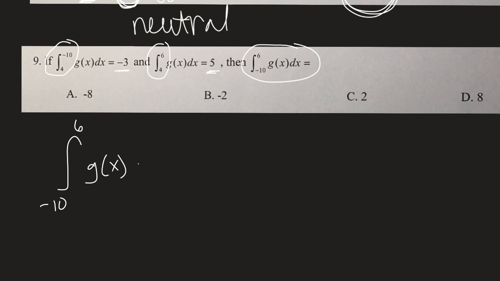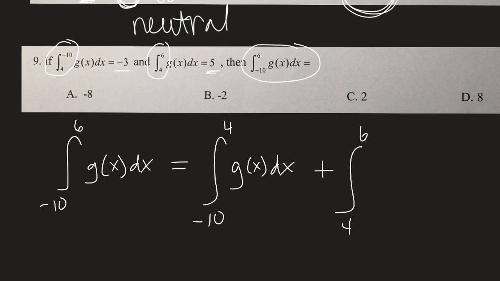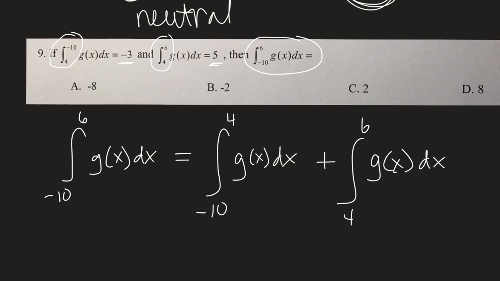So in number 9, we have defining two integrals. Here we have from 4 to -10 is this answer, and then from 4 to 6 is this answer. And we want the integral from -10 to +6. So we're going to break this negative 10 to positive 6 up into the sum of two smaller integrals. So from negative 10 to 4, because we're given a value for that, and the integral from 4 to 6 because we are given a value for that in our problem also.